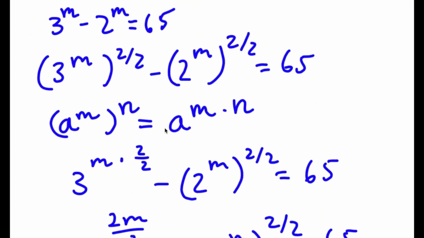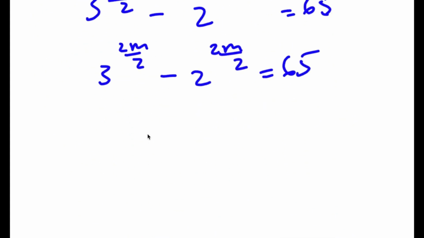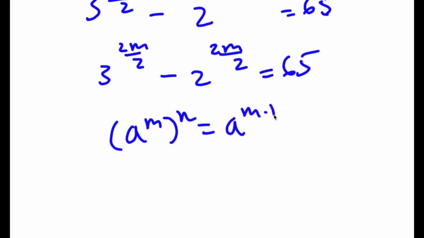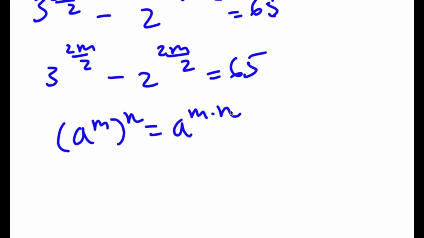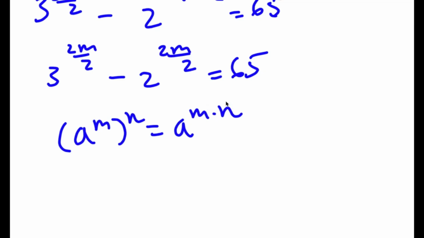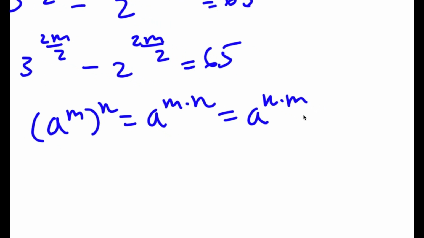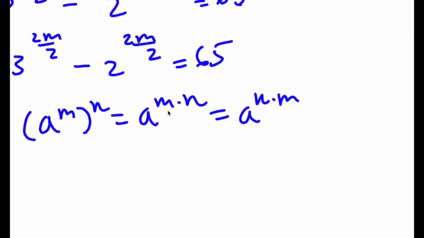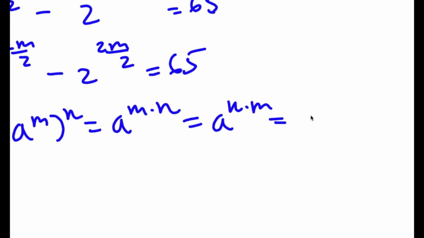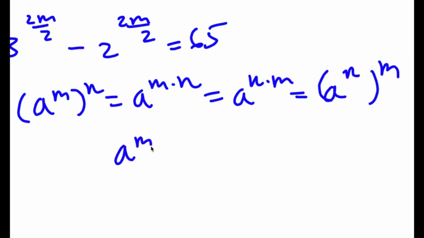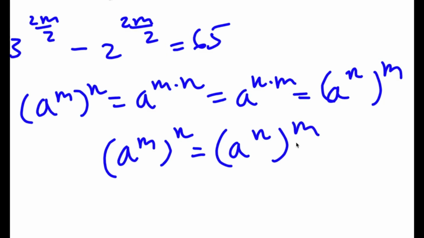Now remember, if I have something in the form a to the power of m to the power of n, this is equal to a to the power of m times n, right? And m and n here, these two are interchangeable, meaning m times n can also equal n times m, because for multiplication, order doesn't matter. So that means this is also equal to a to the power of n to the power of m, right? Meaning a to the power of m to the power of n is equal to a to the power of n to the power of m.